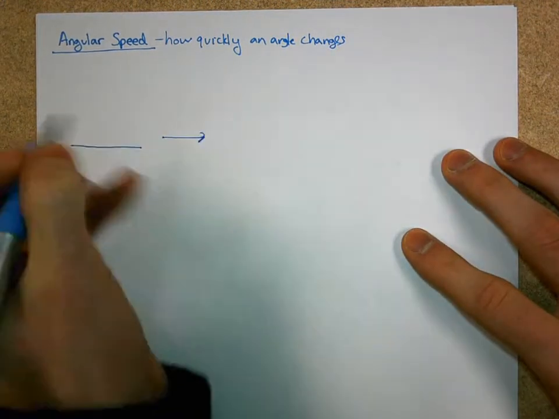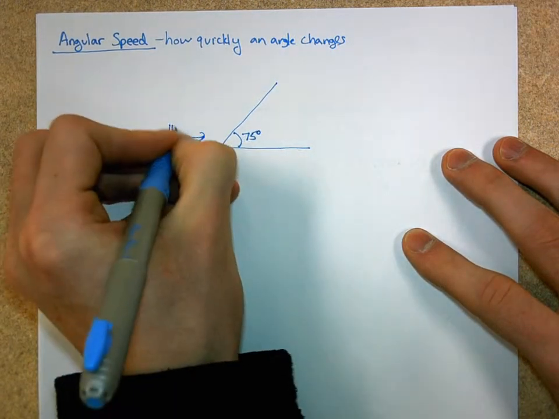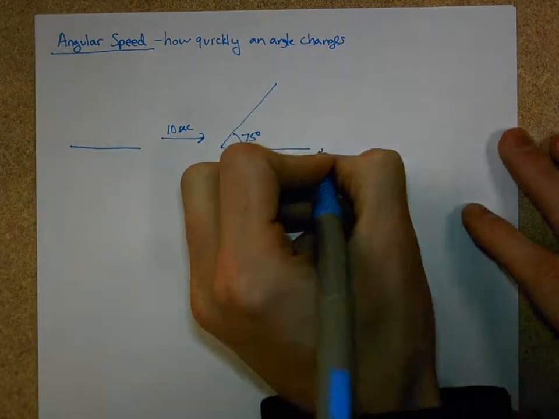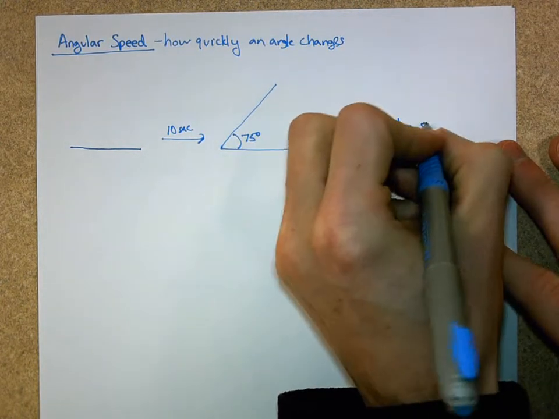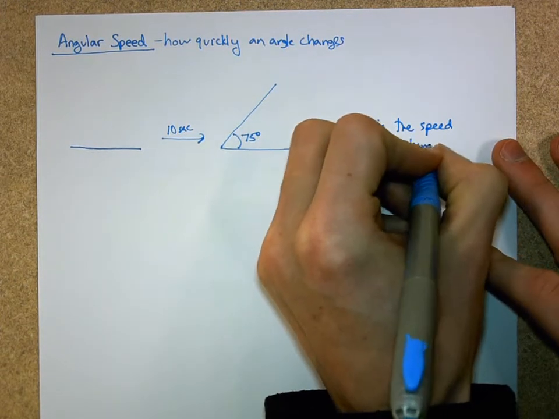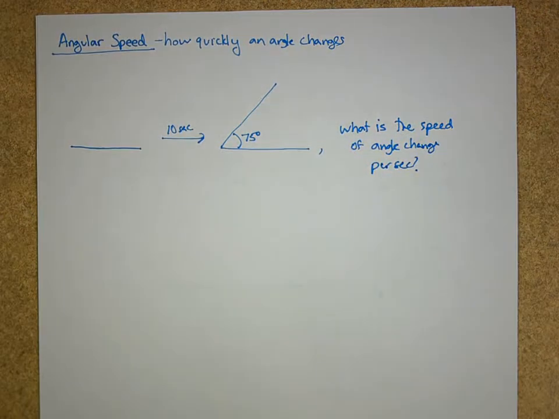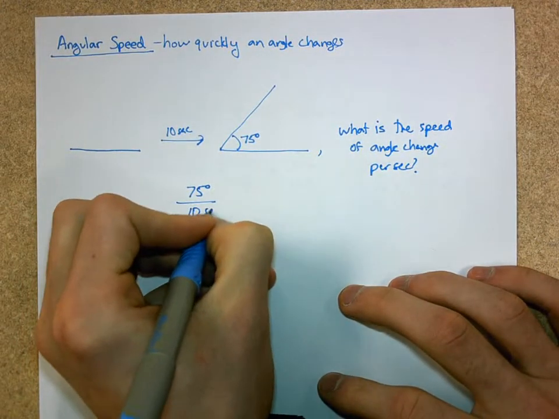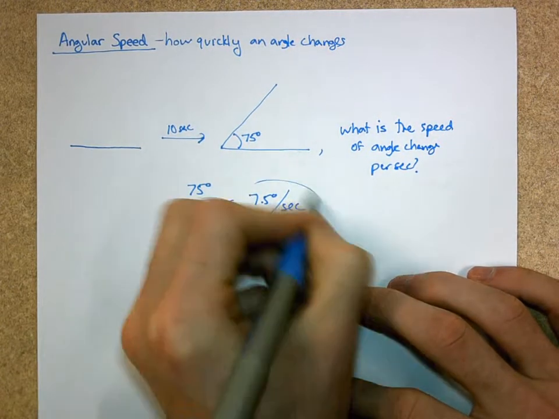And if it takes me 10 seconds to get to a 75 degree angle, what is the speed of angle change per second? And the answer you can see to that is if I have 75 degrees and I divide it over 10 seconds, then it's going to be 7.5 degrees per second.